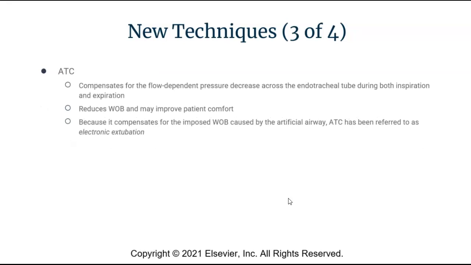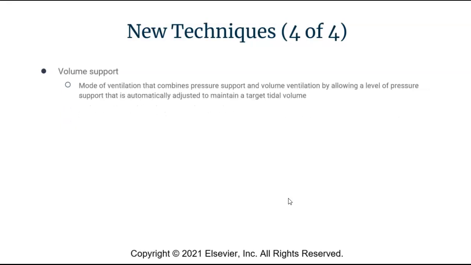Automatic tube compensation is another method. This compensates for flow dependent pressures in the ET tube during inspiration and expiration. So it's going to reduce the work of breathing for the patient and improve their comfort. Because remember that just by having that endotracheal tube in, that's going to increase my work of breathing. So it compensates for that work of breathing from that artificial airway. Sometimes it's referred to as electronic extubation.